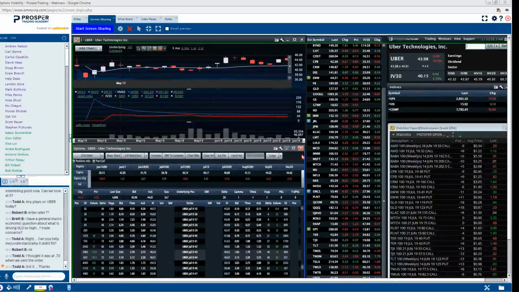Okay, so if Uber does come back down like another dollar or so to where it was trading yesterday when we tried to buy this spread, we'll reevaluate, and if we still like it, we'll revalidate.